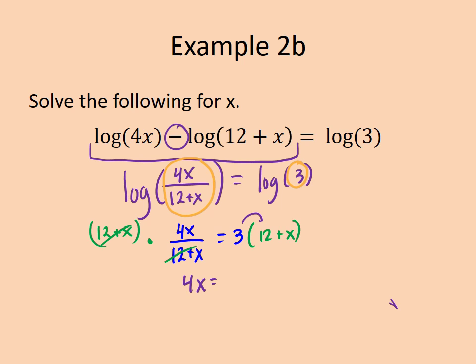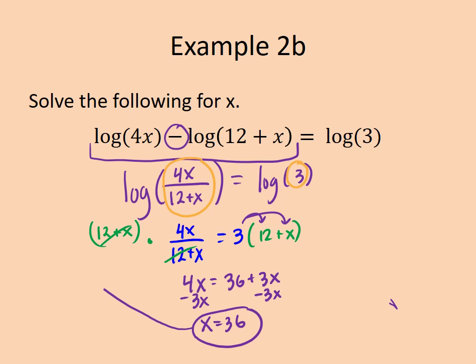On the right side, we'll distribute. So we have 36 plus 3x. And then we'll solve for x by subtracting 3x from both sides. X equals 36. Now, since this is a log problem, we have to make sure that it doesn't make the log negative or 0 anywhere. If we quickly plug it back, 4 times 36 is going to be a very positive number. 12 plus 36 is also positive, and then log 3. So x equals 36 works.